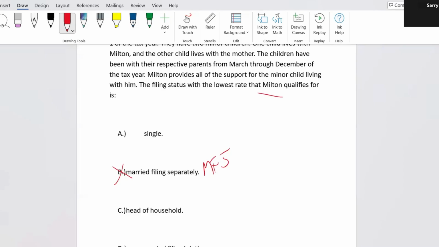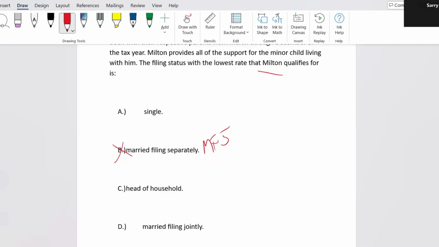It makes the standard deduction worse. It eliminates credits. It enhances phase outs. It kind of ruins your entire tax scenario when you do married filing separately. So that's not even an option. We can cross that one out right away. The other one we can cross out is the obvious one, married filing jointly, MFJ.